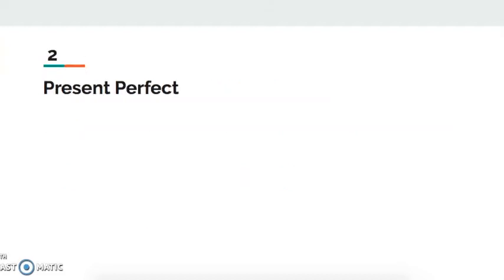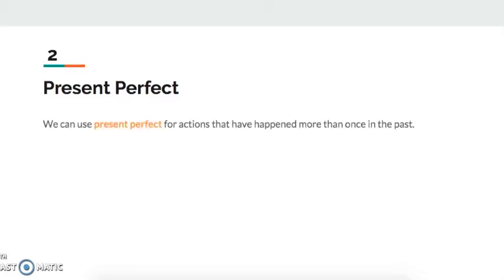Okay, now we're going to talk a little bit more about present perfect. Remember we said that simple past and present perfect talk about actions that began and ended in the past. But with present perfect, we can also use it for actions that happen more than once in the past. Let's have a look at an example. Sarah has read that book many times. And another one. We have been out 3 times this week.